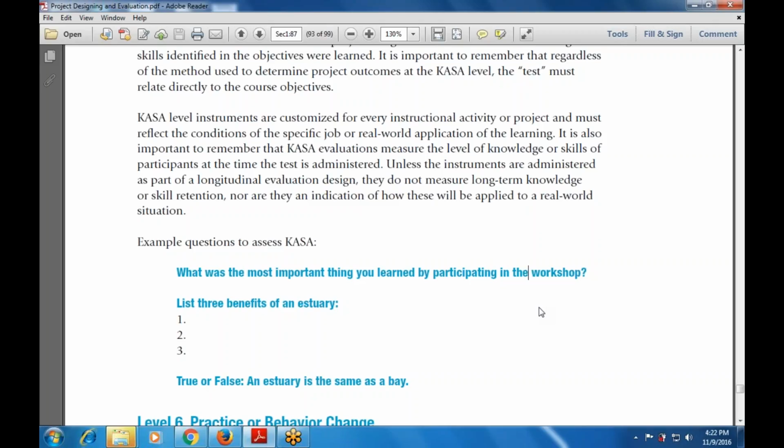Then true or false: an estuary is the same as a bay. Whatsoever the estuary product, whatsoever the estuary data, is that the same as the bay? These are the various example questions to assess the CASA. So what was the most important thing that you have learned by participating in the workshop? List three benefits of an estuary, that is 1, 2, 3. Then true or false, an estuary is the same as a bay.